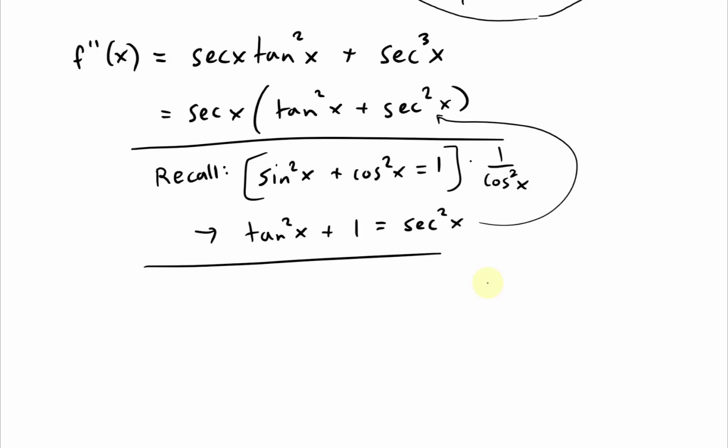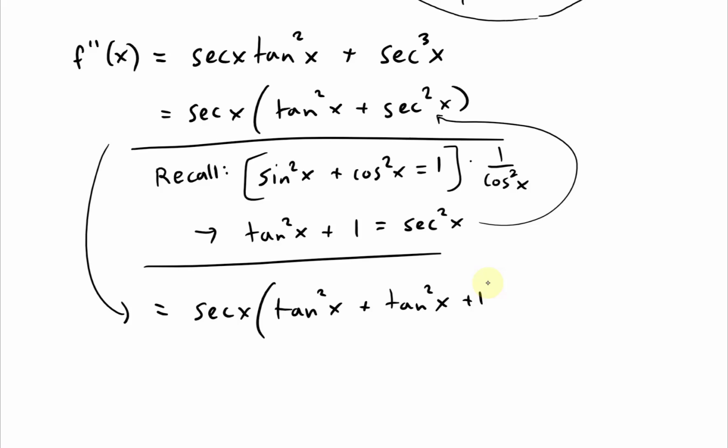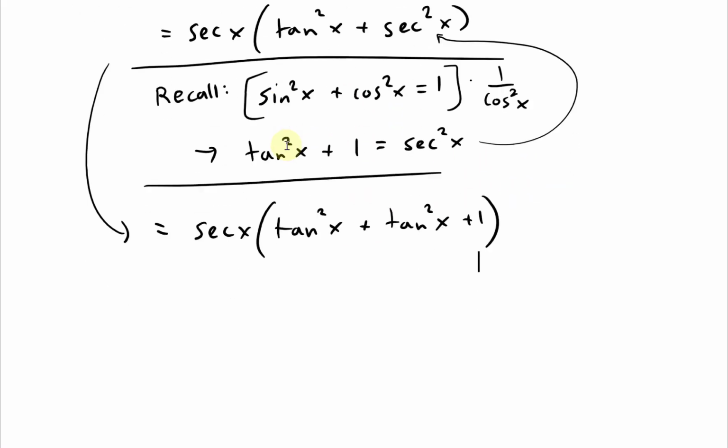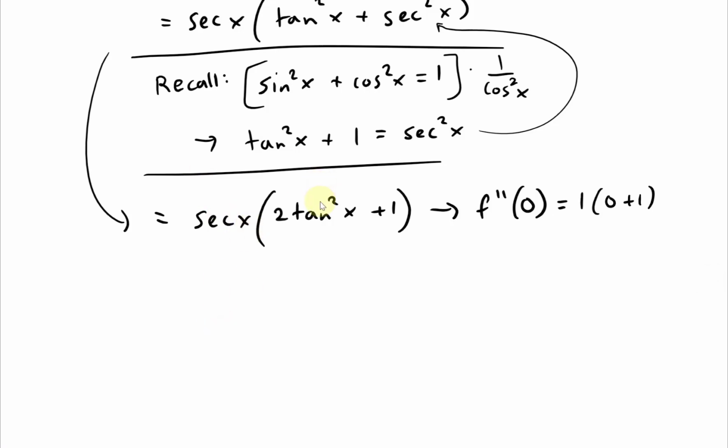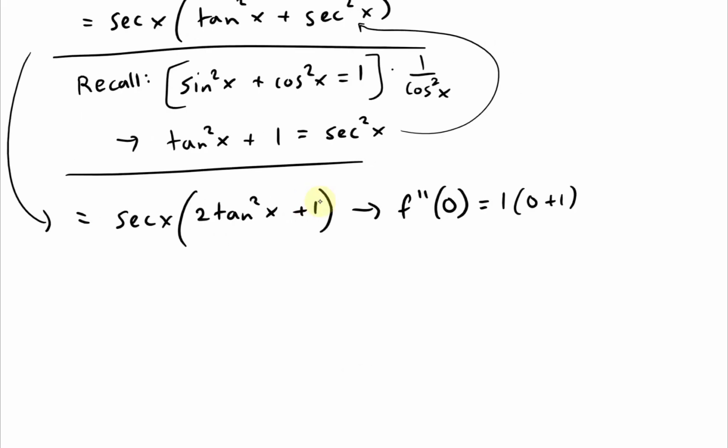So then we're going to get equals secant x, and then this is going to be bracket tan squared x plus tan squared x plus 1, like that, because we replaced this one over there. So then, just combine these up to save some time. This equals 2 tan squared of x plus 1, like that. It's pretty straightforward. And now when you plug in the derivative at 0, this equals, well, we know that secant is 1, and this one's going to be 0 plus 1, so this just equals 1.